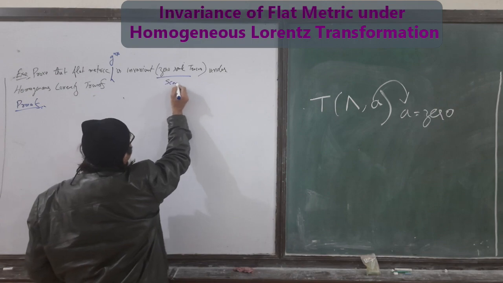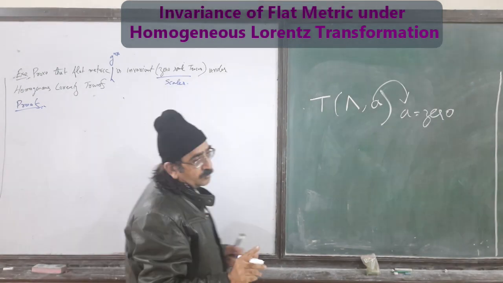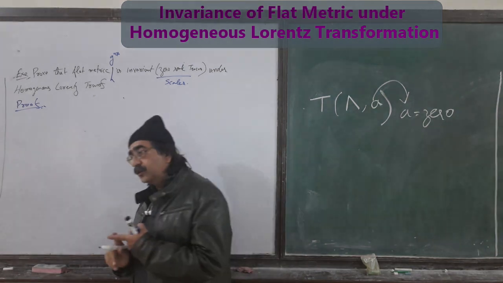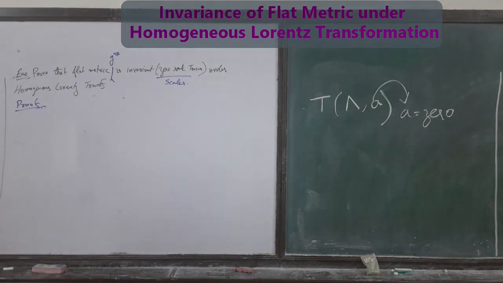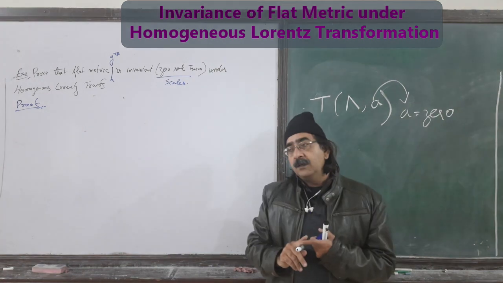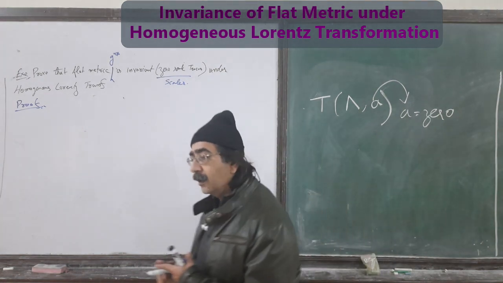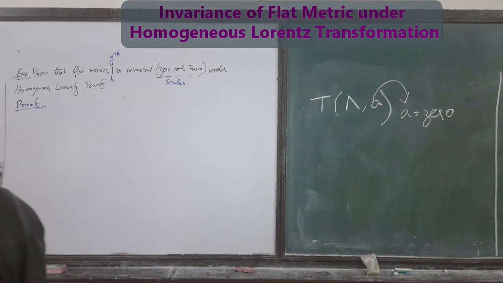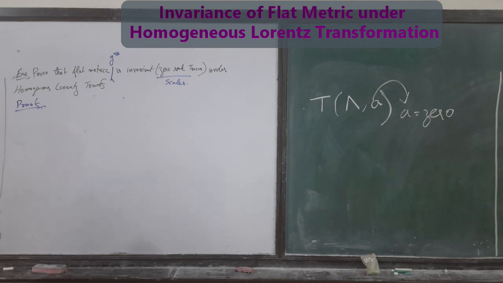Zero rank tensor means a scalar. I have already told you that if the tensor is zero rank, then it is a scalar and it will be invariant. If it is rank one, then they are vectors. If they are multi-rank, then it is the outer product of different vectors. We have already proved all these.